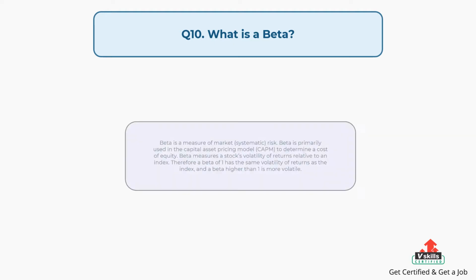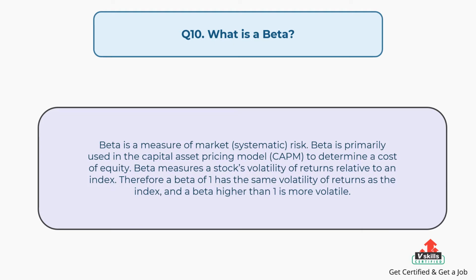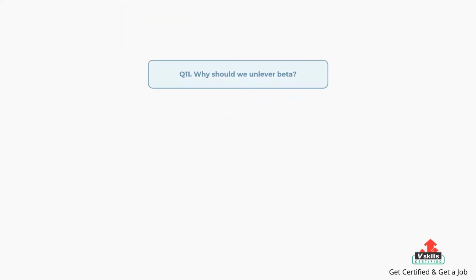The answer is, beta is a measure of market risk. Beta is primarily used in the capital asset pricing model to determine the cost of equity. Beta measures a stock's volatility of returns relative to an index. Therefore a beta of 1 has the same volatility of returns as the index, and a beta higher than 1 is more volatile.